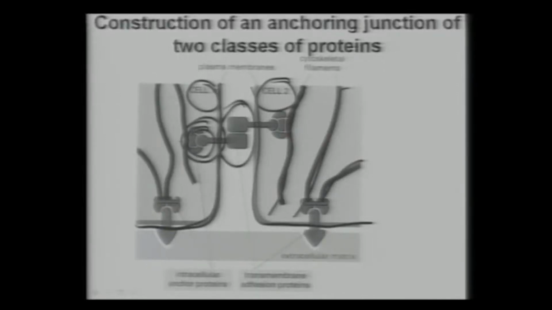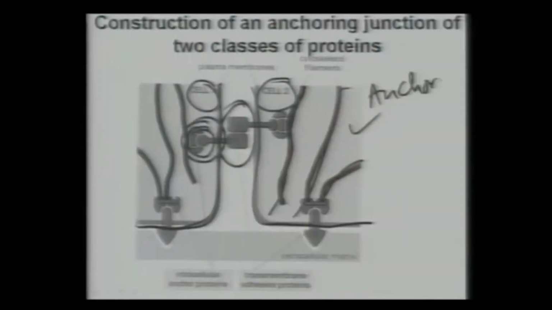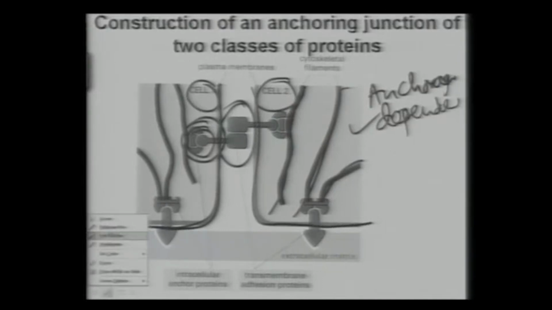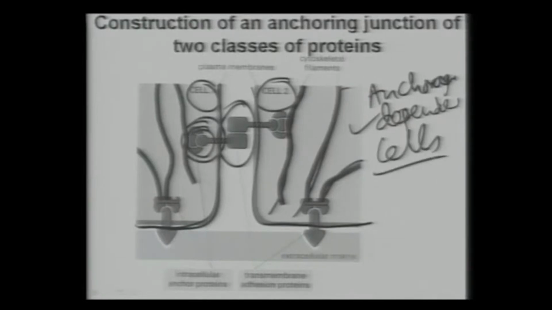Intracellular means from one cell to another cell, it is helping in the anchoring process. So these cells are called anchorage dependent cells, and examples of anchorage dependent cells are fibroblast cell lines. Anchorage dependent cells means two cells will be attached to each other by the intracellular anchor proteins as well as the transmembrane proteins. As you can see, that is like forming a bridge between the two cells, and therefore the two cells will be attached to each other.